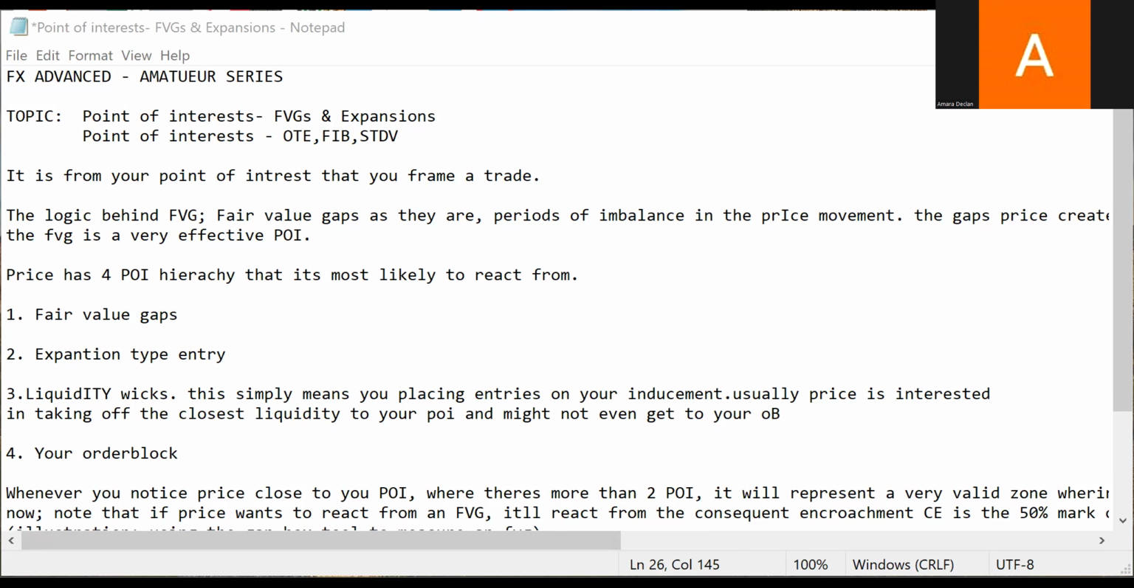Okay, so as a beginner, you should not be concerned with all of these complicated entries. You can just pick one of the hierarchies. You can pick either the fair value gap or the expansion type entry, or you can target liquidity grabs, or you can just pick one of them and focus on it. Combine it with your market structure and your support and resistance, and you're absolutely fantastic, good to go.